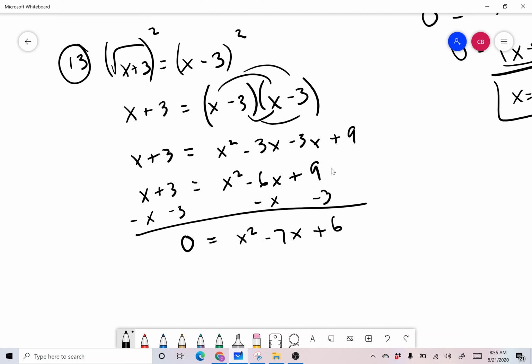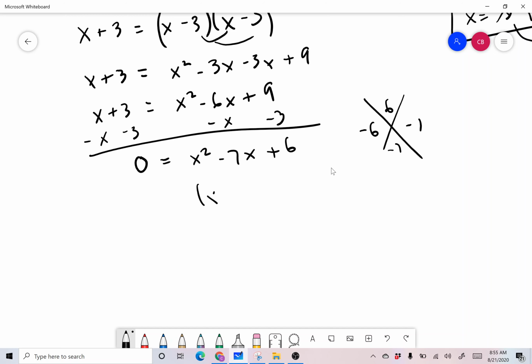Okay, well, this actually factors. We have 6 and negative 7. That's negative 6, negative 1. x minus 6, x minus 1. And so x equals 6 or 1. Whatever makes this 0 and whatever makes that 0. Okay, so those are our values.